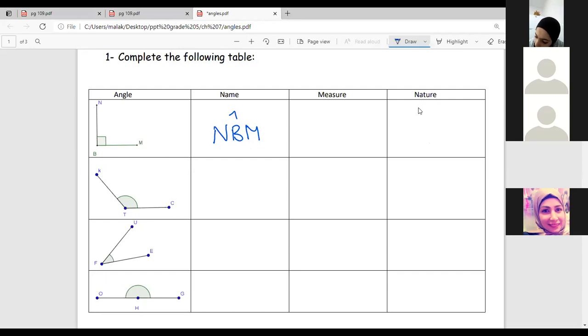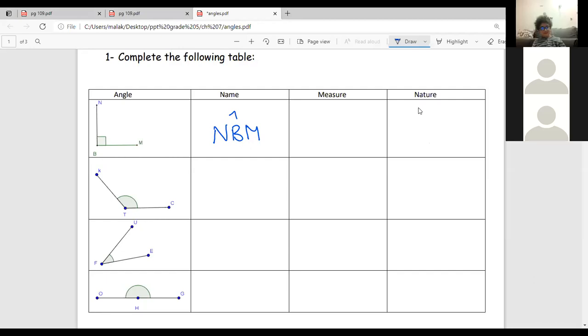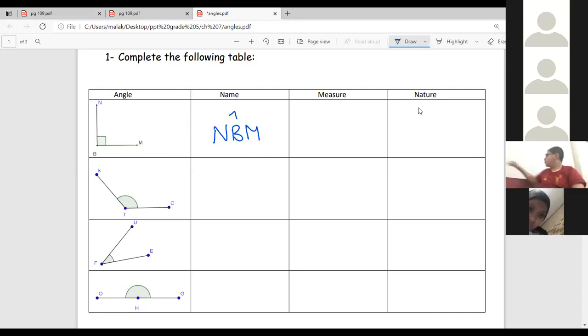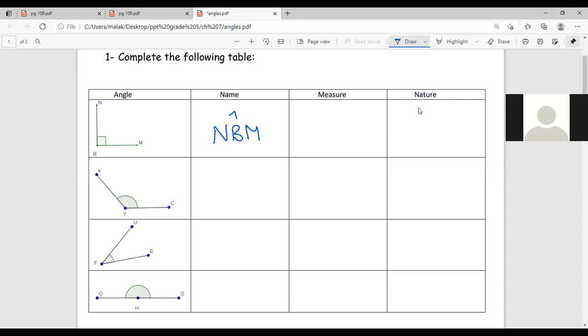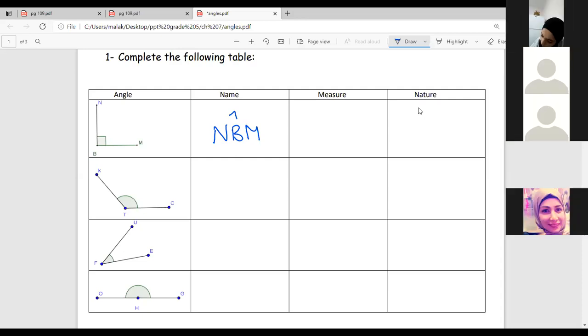Amal Faqih, how much does this angle measure? We can measure it quickly without using a protractor. 90 degrees. Because it is a right angle.